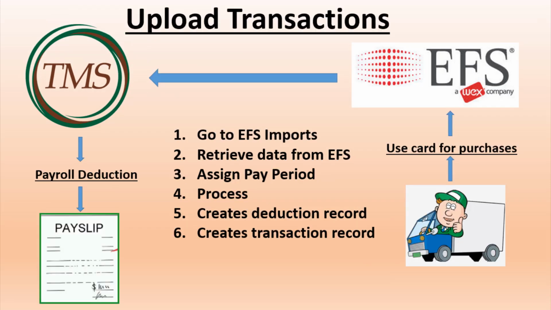In summary, to create deductions from the EFS Fleet Card system, go to the EFS import screen, retrieve data from EFS, assign each transaction to a pay period, and process the records. This creates the necessary deduction and transaction records in the TMS system.